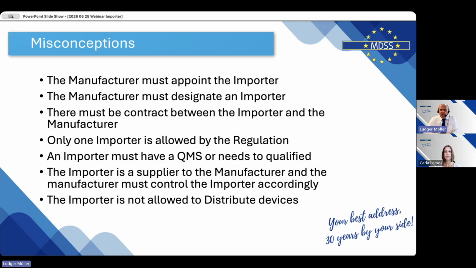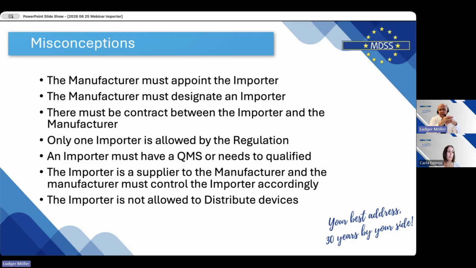An importer must have a QM system or needs to be qualified? Absolutely not. The importer is a supplier. One word to that, qualification. Yes, in Germany, in Spain, and I believe in other countries as well, whoever deals with medical devices has to have some qualification. Those are national laws. That is not regulated by the MDR.